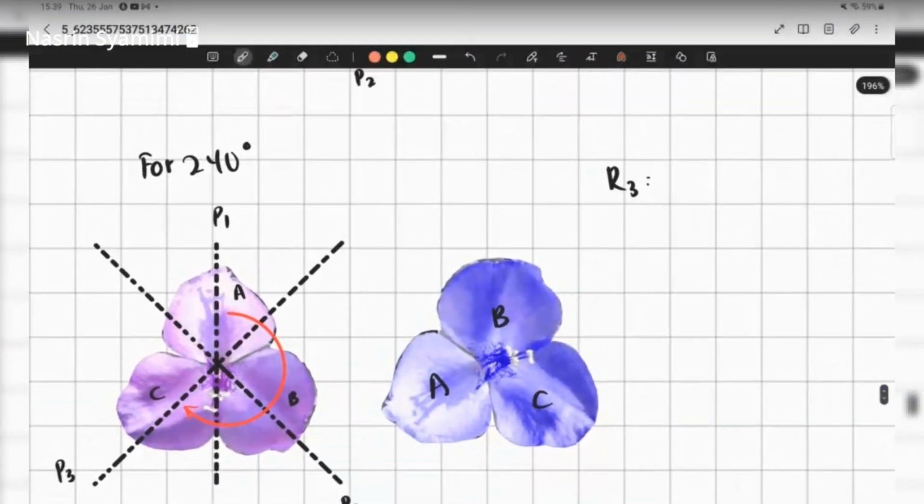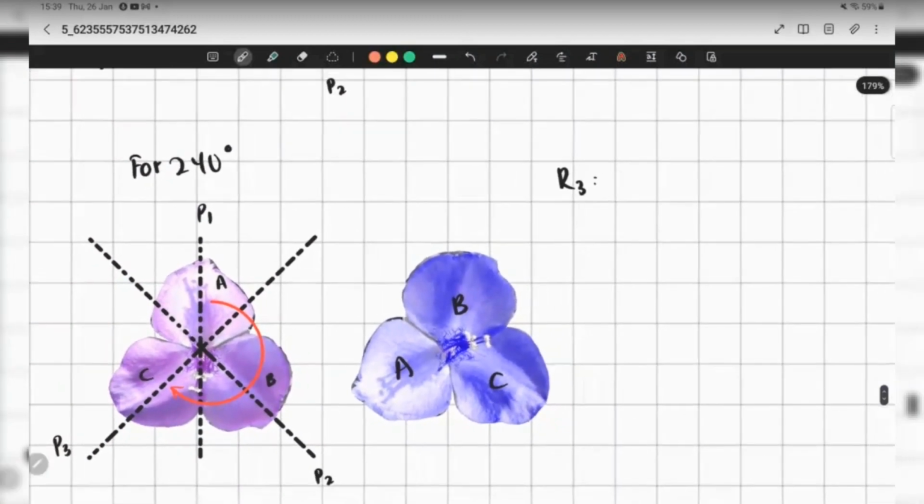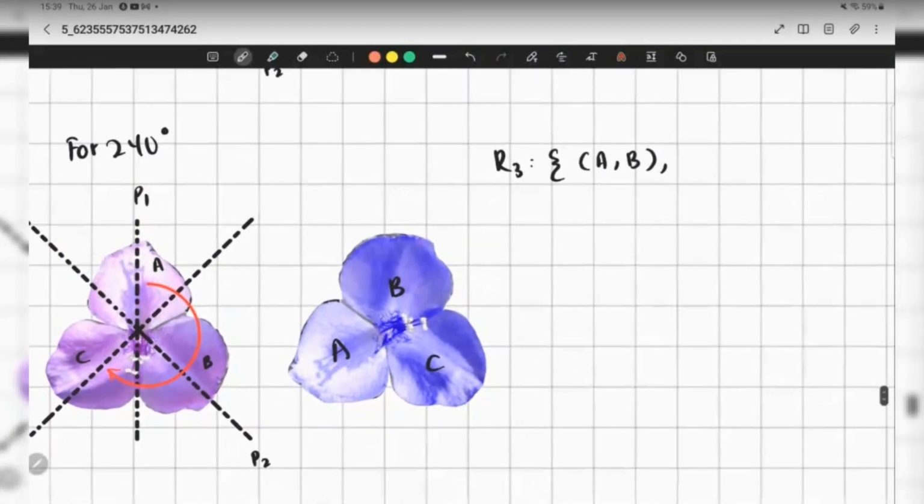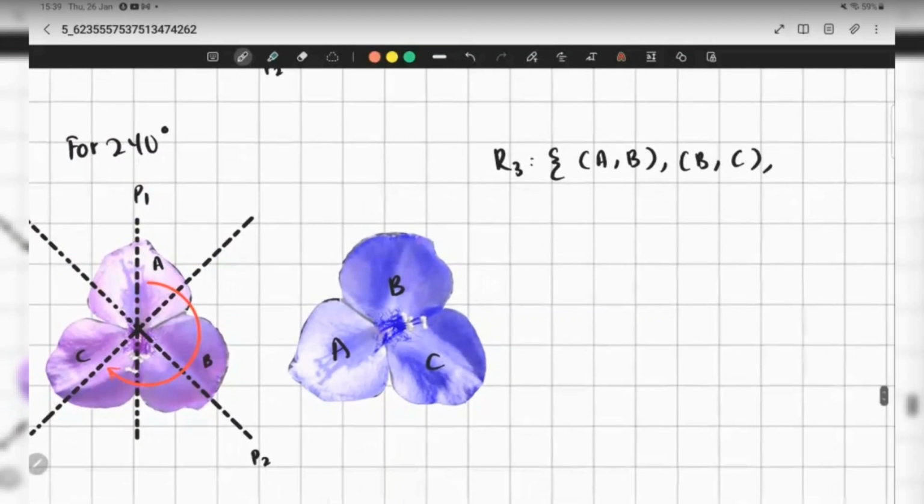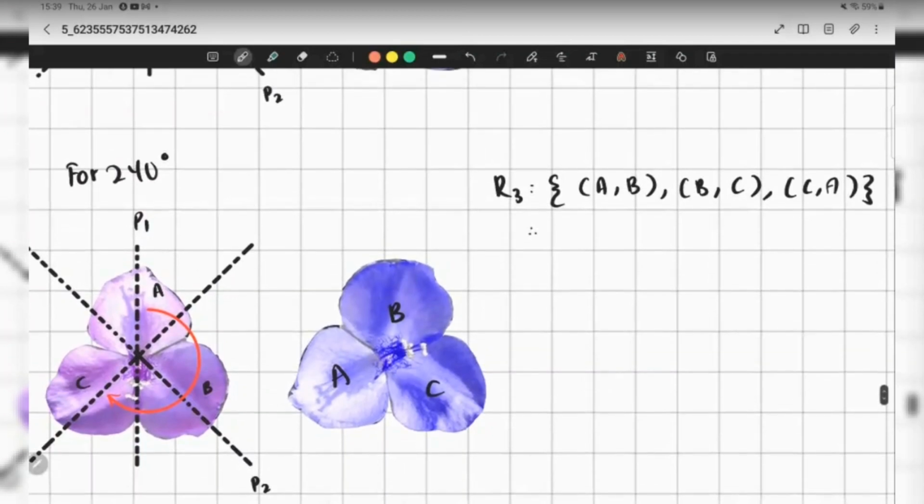For the 240 degrees, the relation is firstly A meets B, next B meets C, and lastly C meets A. So it is not reflexive, it is symmetric, and it is not transitive.